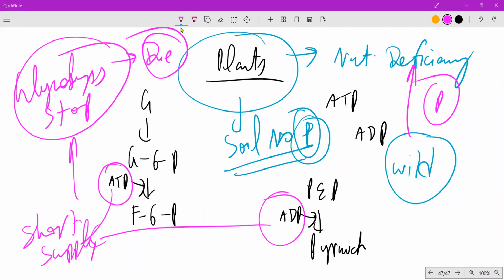Are you getting my point or not? You need food. What did I say about soil? I said that if there is no phosphorus in the soil, then ATP and ADP would be in short supply in the plant. You get my point? Because ATP and ADP synthesis requires phosphorus. You have no phosphorus, so they are in short supply in the plants. In that case, glycolysis can be affected to a limit that the plant can even die.